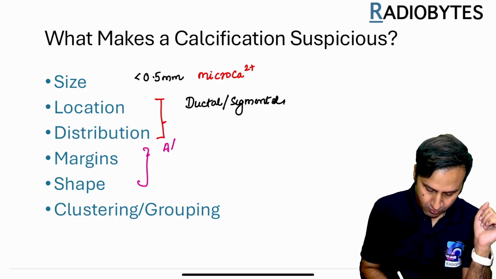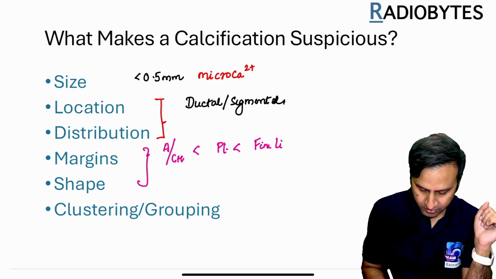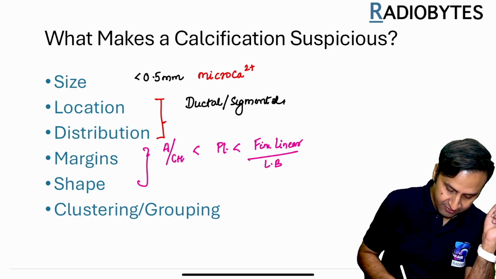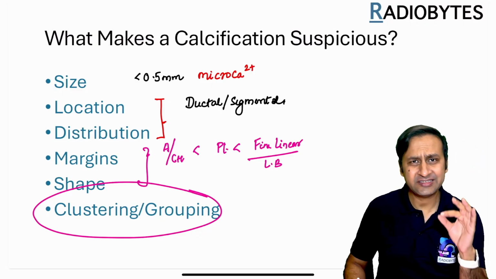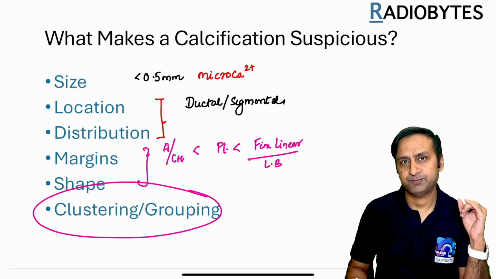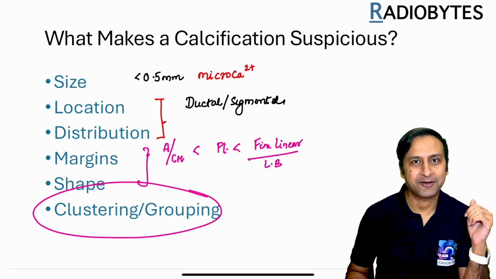Starting from amorphous or coarse heterogeneous, then we have pleomorphic, then we have fine linear or linear branching calcifications, which are most malignant in the entire spectrum. And finally, clustering or grouping of any type of microcalcification should always raise a lot of suspicion. So with this, we finish our discussion on the morphological parameters of suspicious microcalcifications.